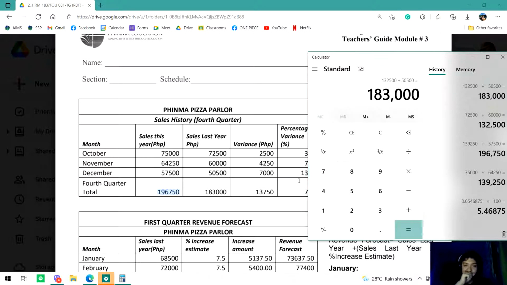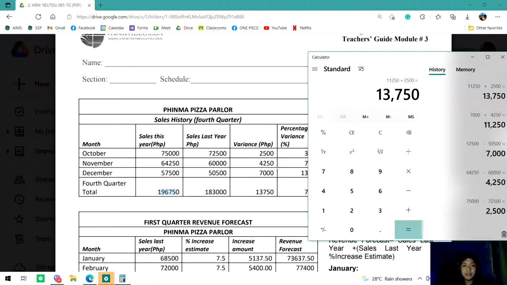Variance naman niya, let's see kung tama. 75,000 minus 7,250. Variance for October, 25. Variance for November, 64,250 minus 60,000, 4,250, tama rin. So, 57,500 minus 50,500, 7,000. So, add up. Tama rin yung variance natin.